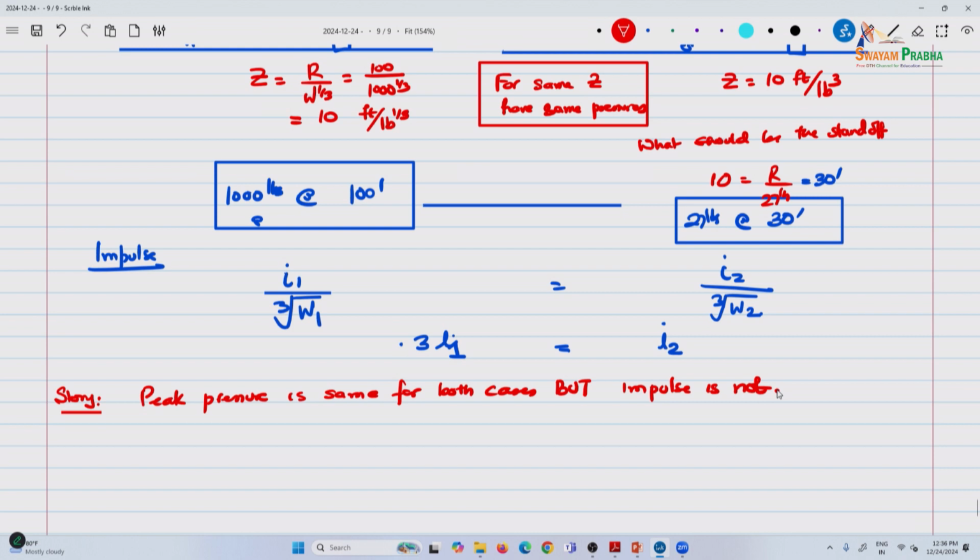And remember, there are three variables. In blast, primarily there are three variables in terms of loading: pressure, time, and impulse. Impulse, as you know, is the area under the pressure time curve.